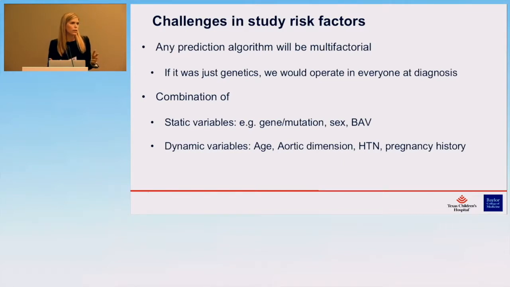Sometimes we'll do a Kaplan-Meier, that takes into account age. But what about aortic dimension? Aortic dimension changes. Almost every study that's been shown has the aortic dimension at a single time. How do you model it over the course of a lifetime? How do you model hypertension? Is it treated? Is it untreated?